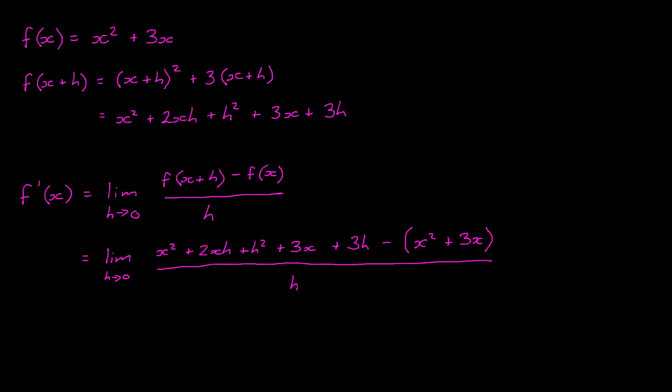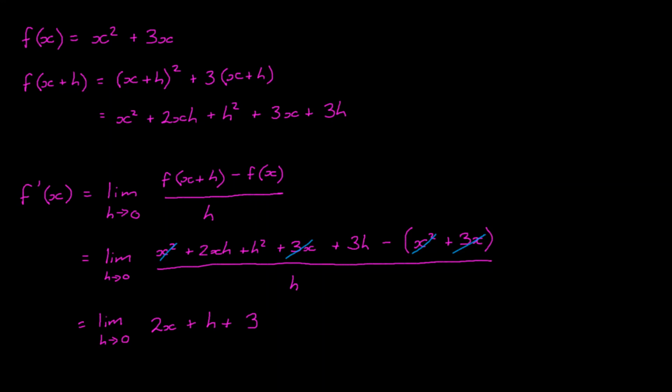And what's going to happen here is this term and that term are going to cancel. This term and that term are going to cancel. And that's always going to happen. And so what we're left with is the limit as h approaches 0. And we're going to divide our h out now because you'll notice that every term that remains has an h in it. So we're going to get 2x plus h plus 3.